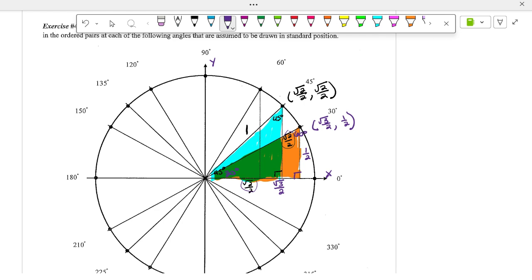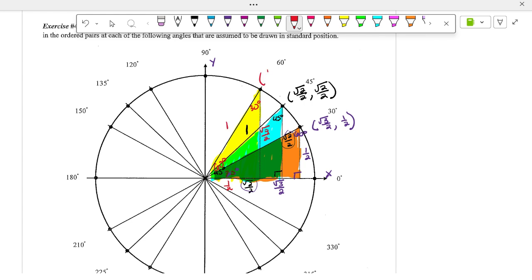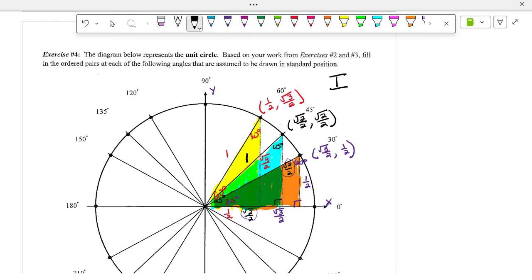So on your paper here is my 30, 60, 90 triangle, where this is 60 degrees, 30 degrees. So that is 1/2. That is square root 3 over 2. That's 1. So this point is 1/2, square root 3 over 2. Now, if we were looking at this from a graph standpoint, what quadrant is this? Where these three triangles are? Quadrant 1. What's true about the points in quadrant 1? They're both positive.